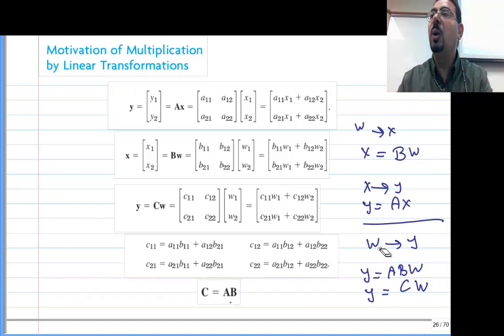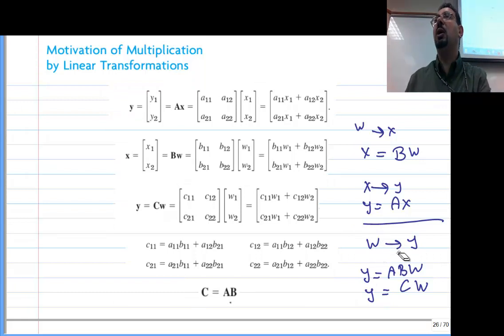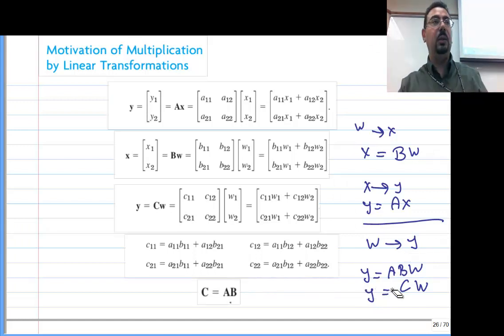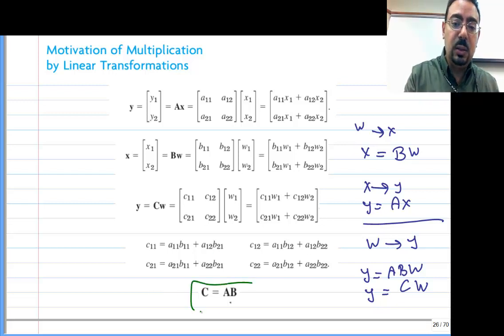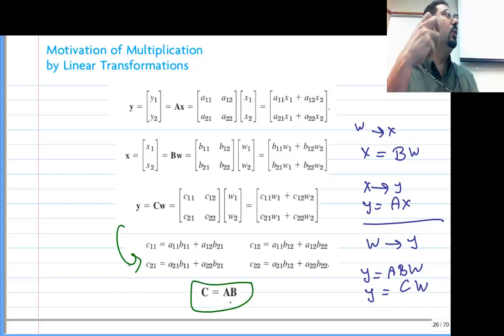So now the question is, what if you want W to go directly to Y, rather than sending it first to X and then turning X into Y? Then Y should be A times B times W, or basically Y should be a matrix C times W. Well, the multiplication of matrices will satisfy this. When you say that C should be equal to A times B, that makes sense because you are transforming it twice. This is a proof that this is the way to do the multiplication. So in order for C to be equal to A times B, that's how you do the multiplication of matrices.